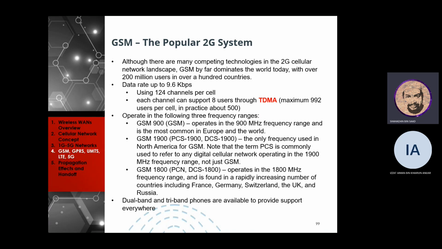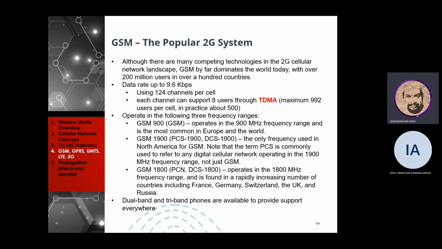Data rate is up to 9.6 kilobit per second. But it feels like there's nothing at all, because WhatsApp usage is so high now. So maybe text is possible, but nothing else. If you watch TikTok, 9.6 kilobit per second is not enough, and even less for Bigo Live. Using 124 channels per cell, each channel can support 8 users through TDMA, a maximum of 992 users per cell, in practice about 500.